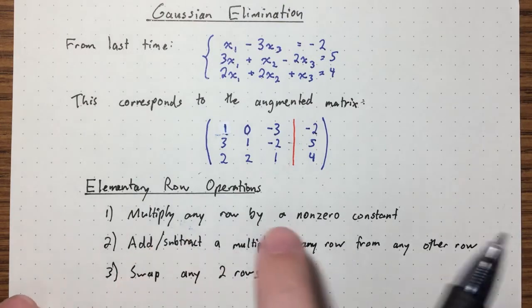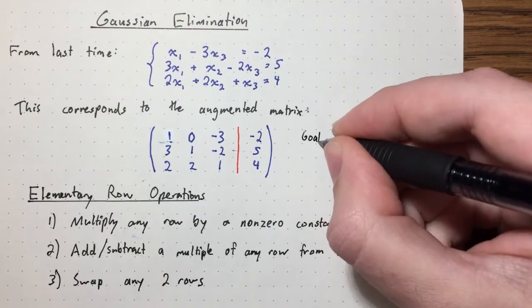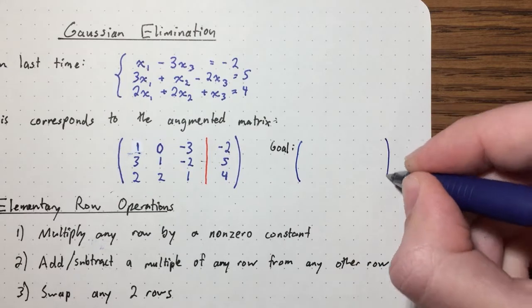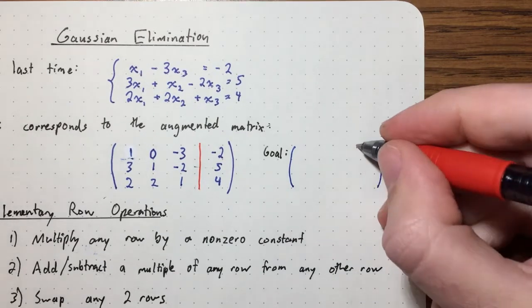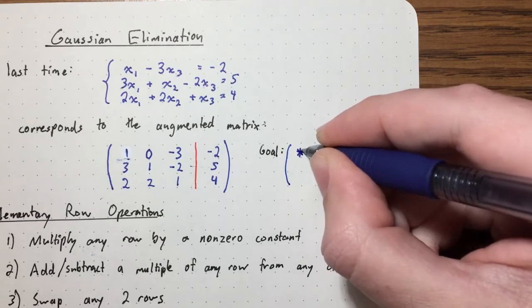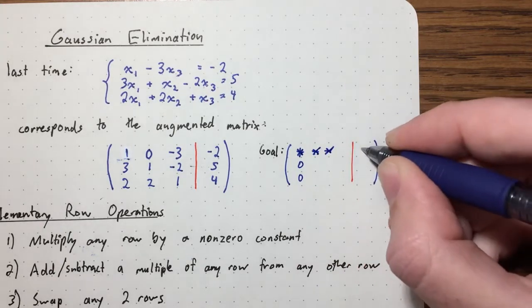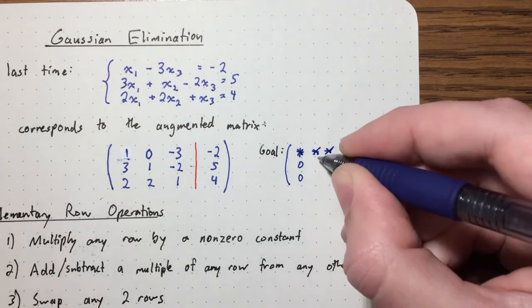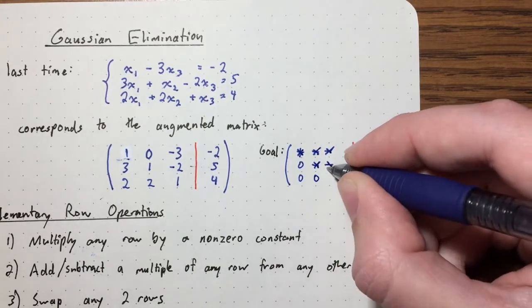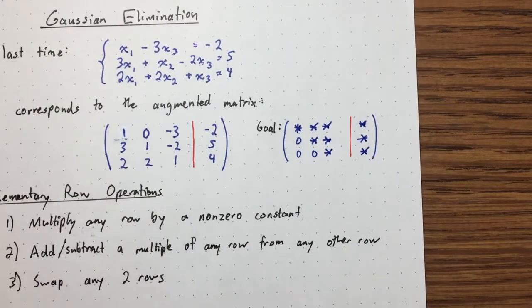but I can use these to get me closer to my goal. Here's my goal. My goal is a matrix that looks like this. Any number there, but I want zeros below it. Okay. So here's my first equation. And then I'll have any number here, but zeros below it. And my third equation will look like this. So these are just any number.